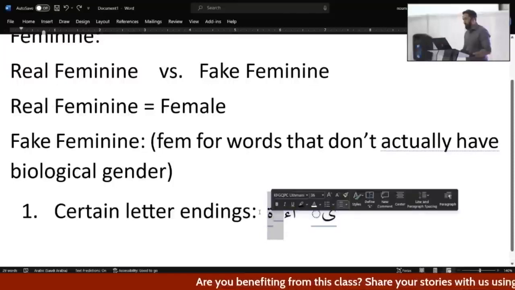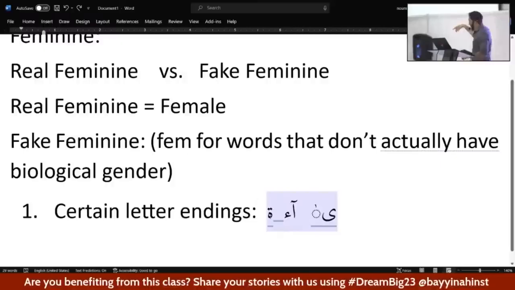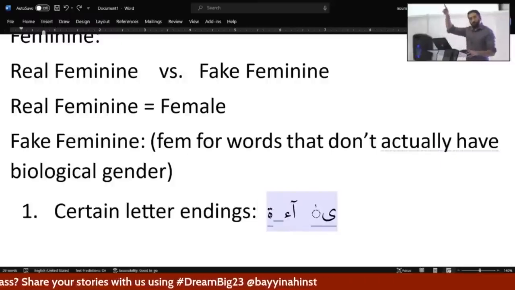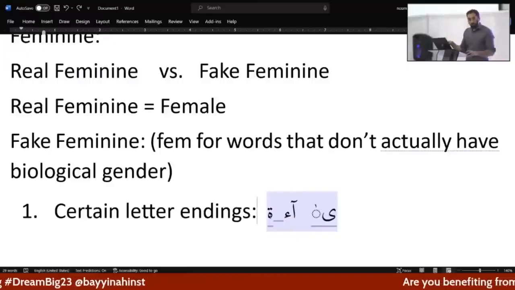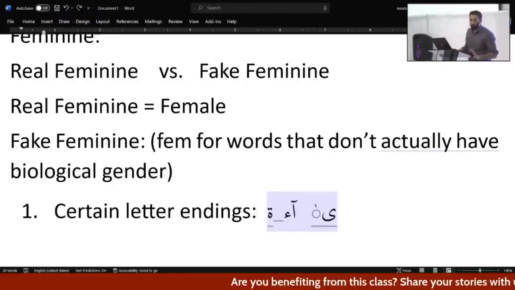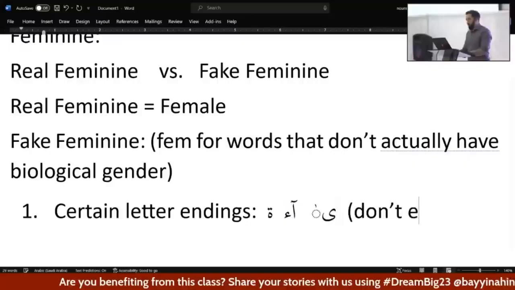You see sometimes there's a ya and it has a dagger on top. I'm not able to put the dagger on my keyboard right now, but it's called an alif maqsura, like Musa has an alif maqsura on top. These three letter endings on certain words can make the word feminine in Arabic, but they don't always work.